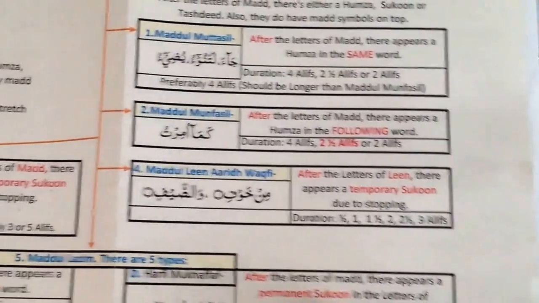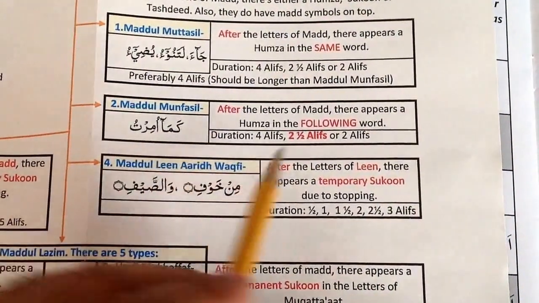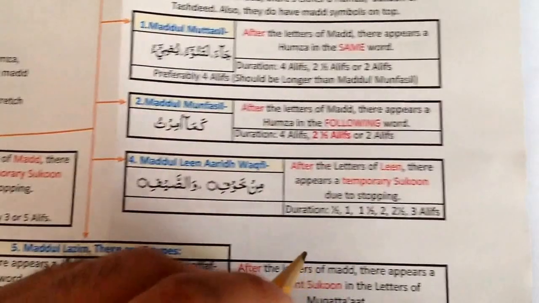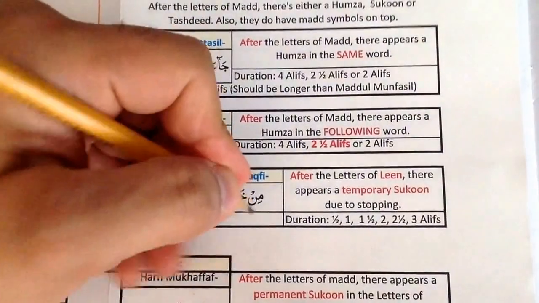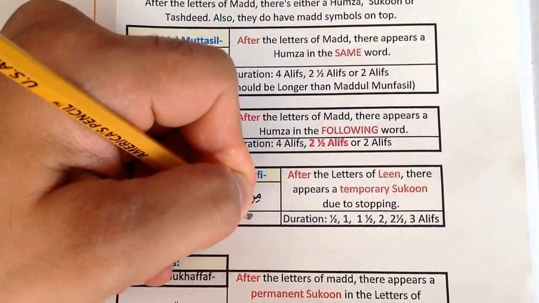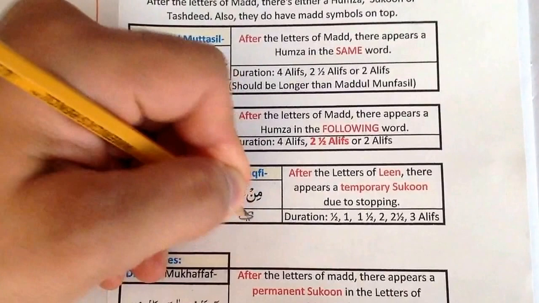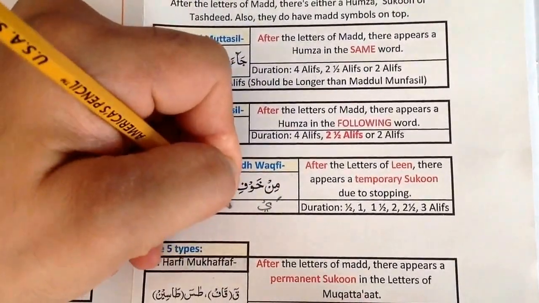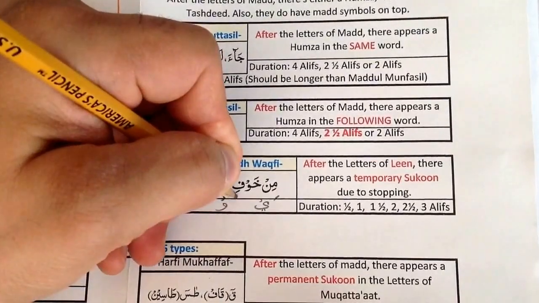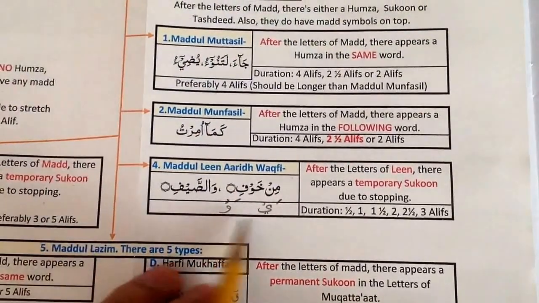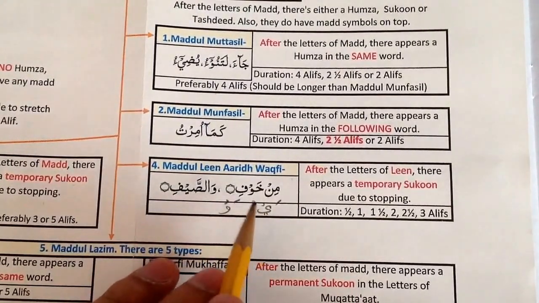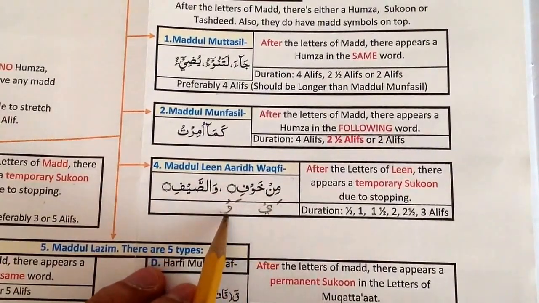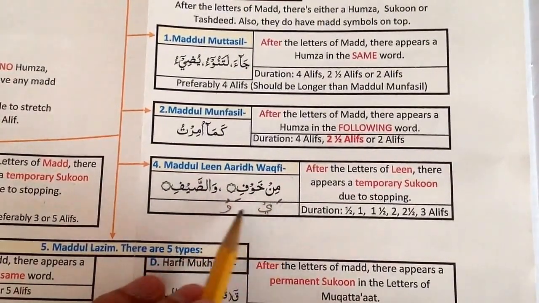Rule number 4, maddul lin arid waqfi, after the letters of lin. Now what is the letters of lin? Letters of lin is that before a ya sakin, there is a zabr before it, or before waw sakin, there is a zabr before it. So these two are called letters of lin.